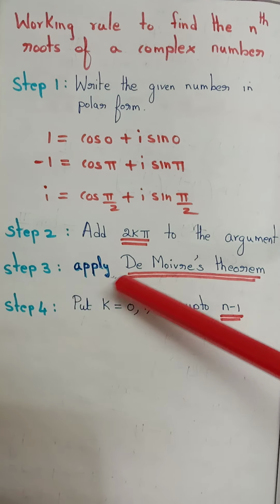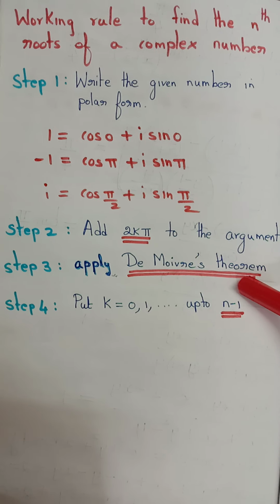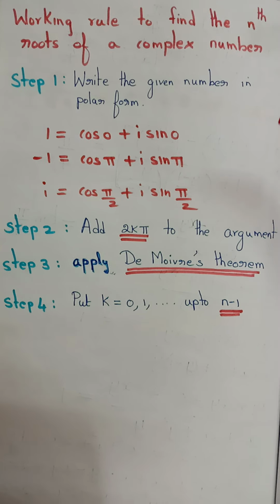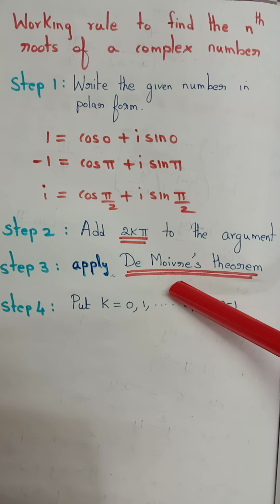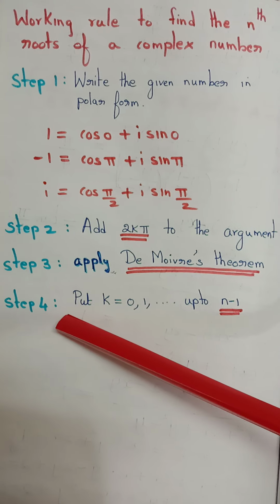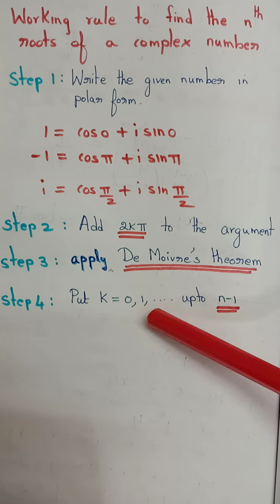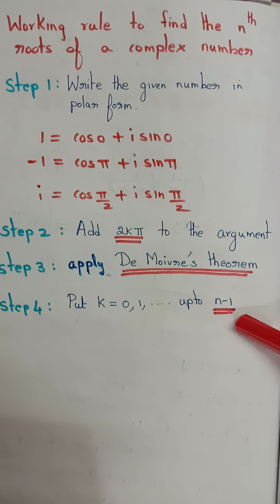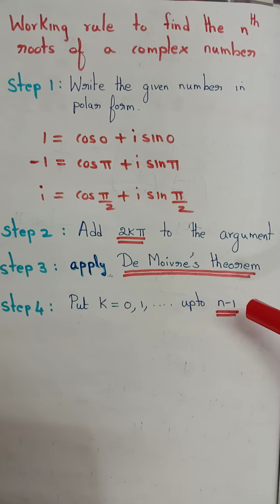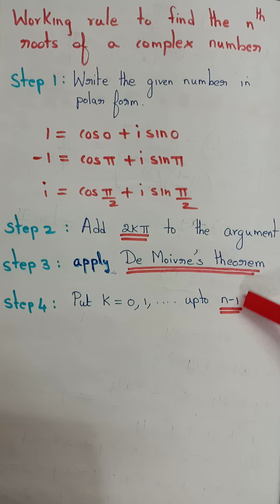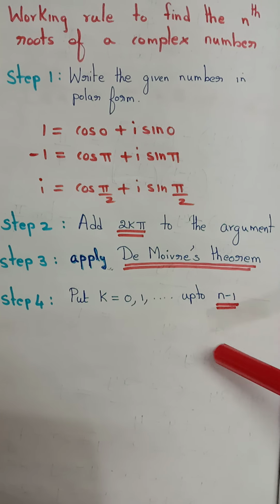Now step 3, you have to apply De Moivre's theorem. What is De Moivre's theorem? If anything is there in the form of a power, the power should be brought near the argument. The last step: put the values for k as 0, 1, and so on, and the last number should be n minus 1. So if the power is n, you have to write the k value up to one number before that, that is up to n minus 1.